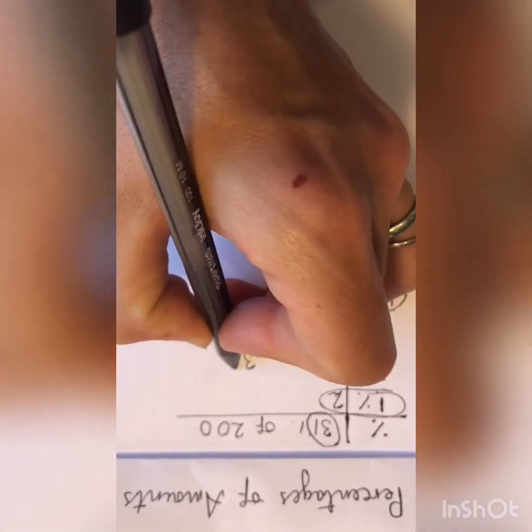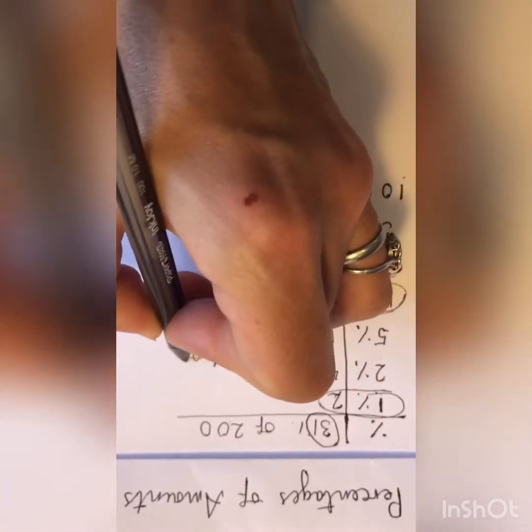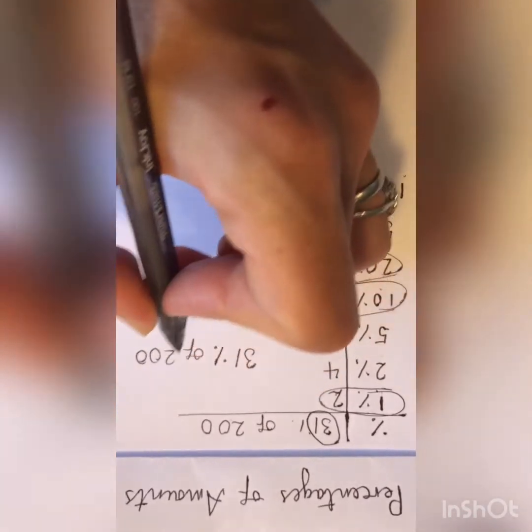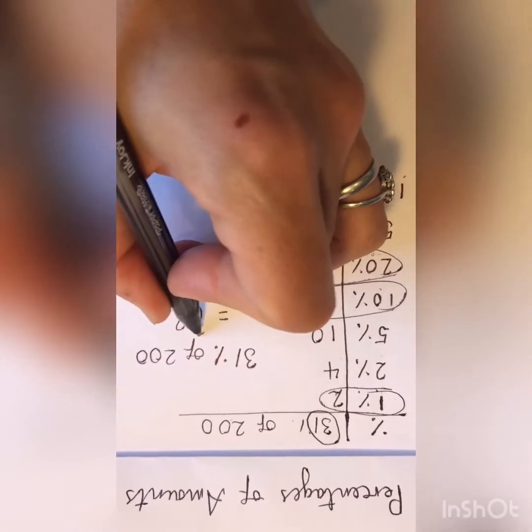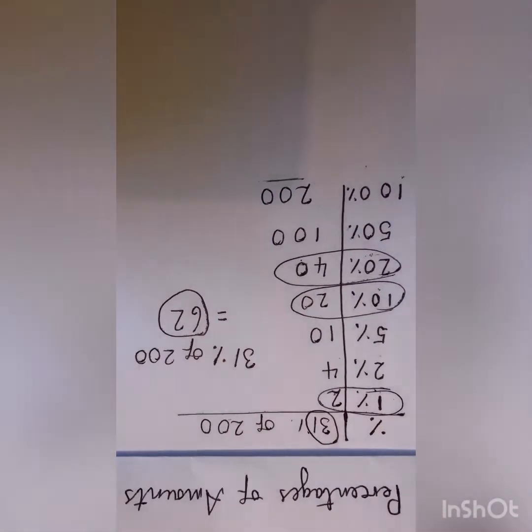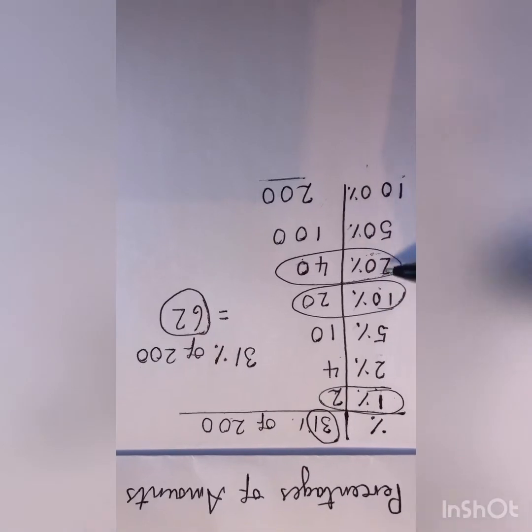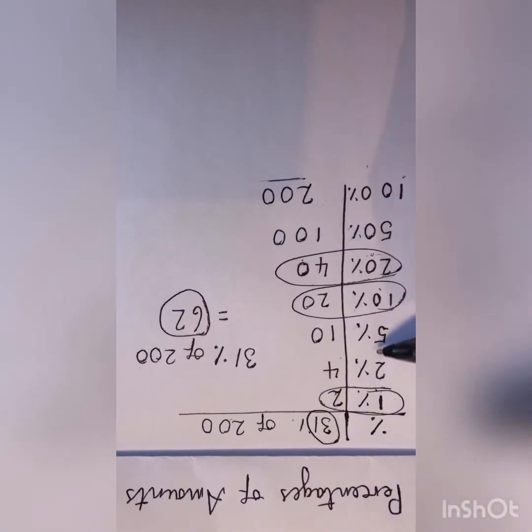So we know that 31% of 200 is 62. That's the answer. And we have just used these percentages because we know they can make any amount, and we've worked it out like this.